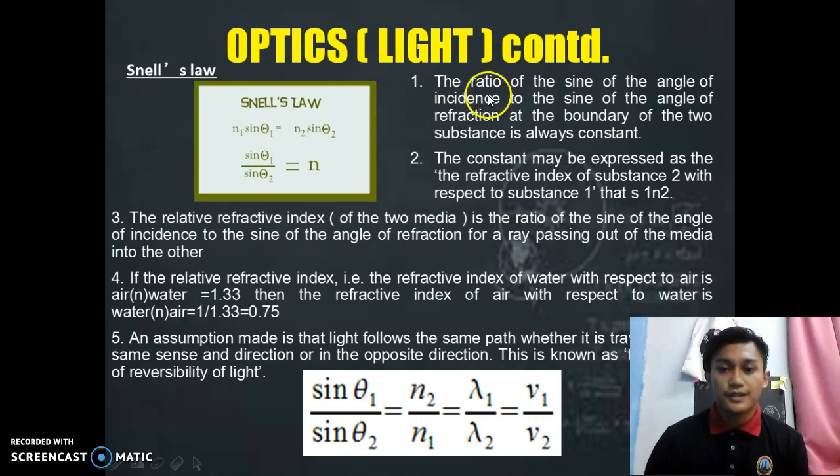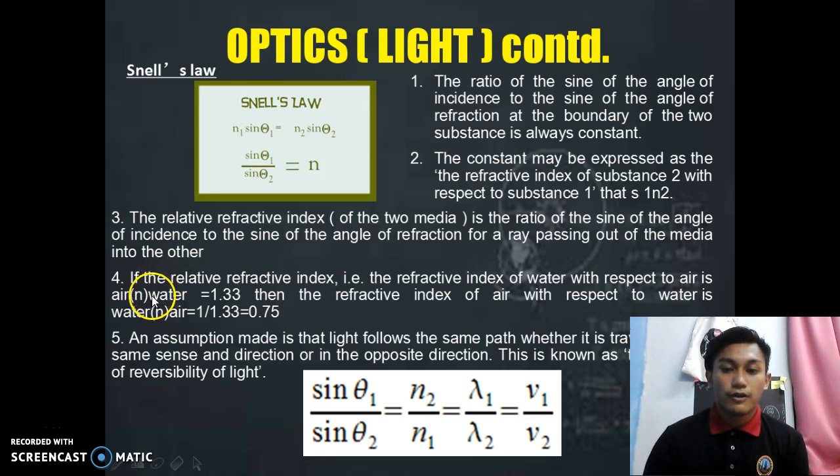Snell's law says the ratio of the sine of the angle of incidence to the sine of the angle of refraction at the boundary of two substances is always constant. The constant may be expressed as the refractive index of substance 2 with respect to substance 1. That's for 1 and 2. The relative refractive index of the two media is the ratio of the sine of the angle of incidence to the sine of the angle of refraction for a ray passing from one medium into the other.